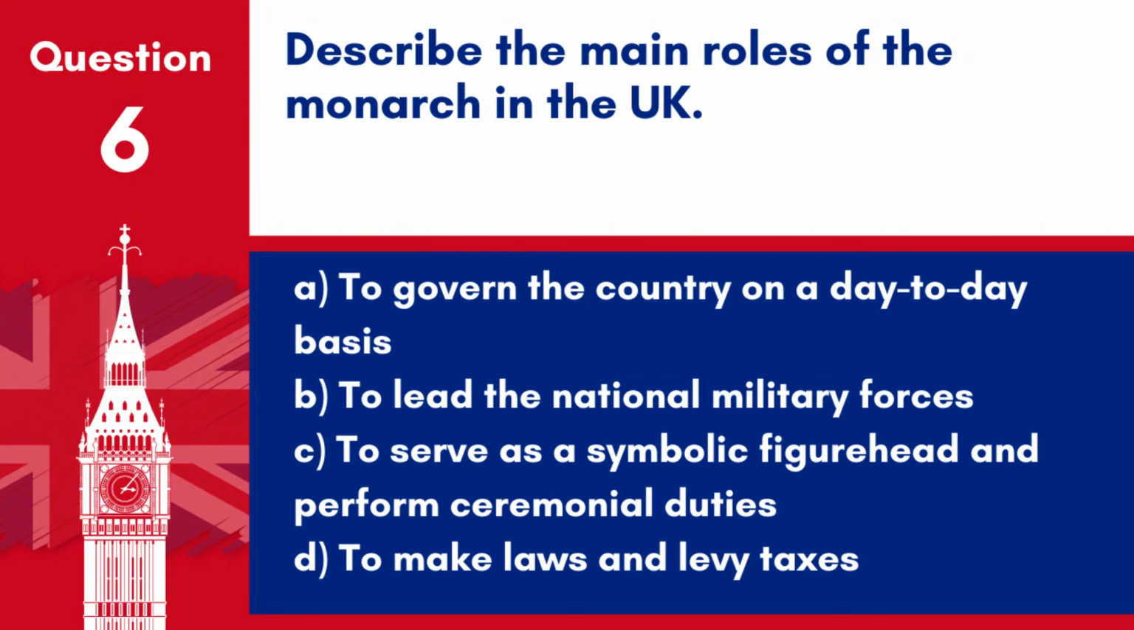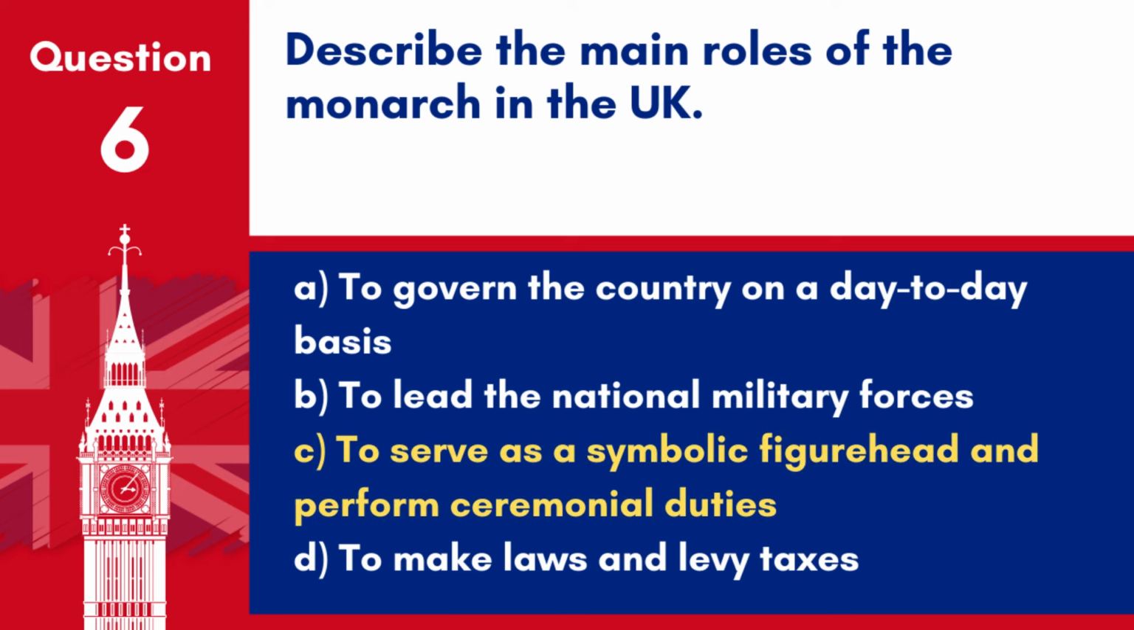Question 6. Describe the main roles of the monarch in the UK. A. To govern the country on a day-to-day basis. B. To lead the national military forces. C. To serve as a symbolic figurehead and perform ceremonial duties. D. To make laws and levy taxes.